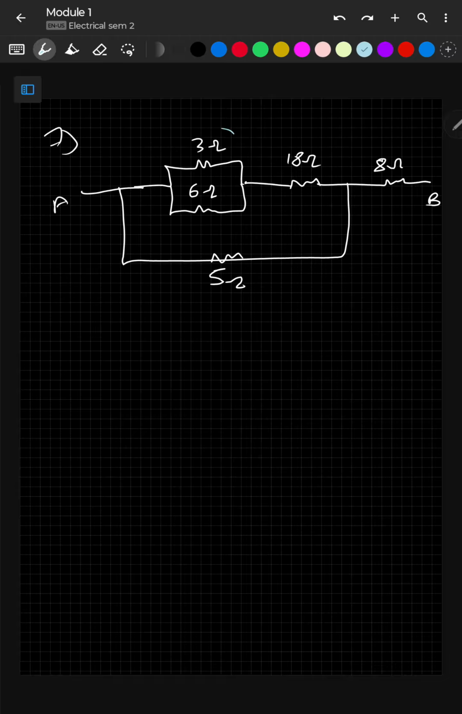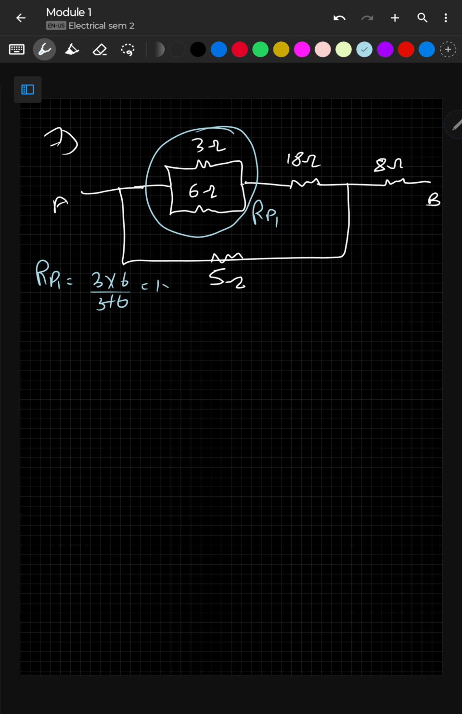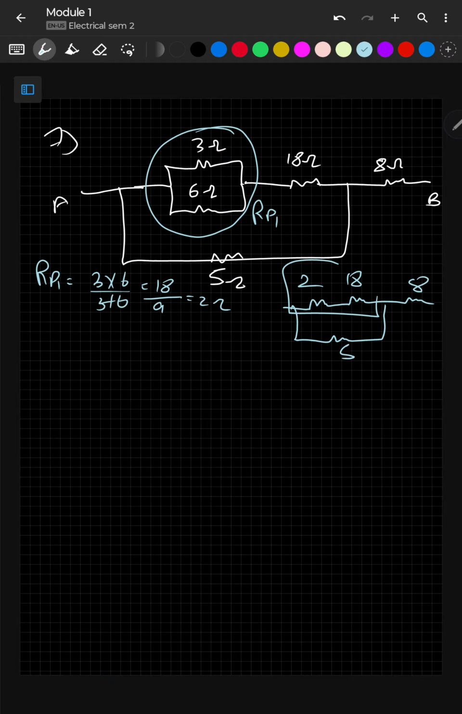So let me start with solving this first. I'll take it as RP1. So RP1 equals 3 into 6 by 3 plus 6. That'll be 18 by 9, that's going to be 2 ohm. If I read the circuit, it'll be something like this: 2, 18, 8, 5. So this I will take as RS1 now. RS1 equals 2 plus 18, that is 20 ohm.